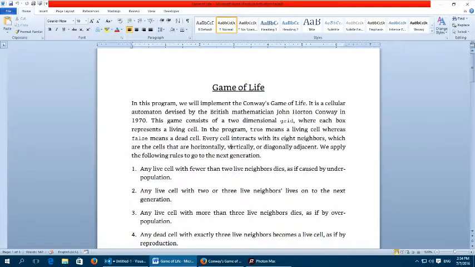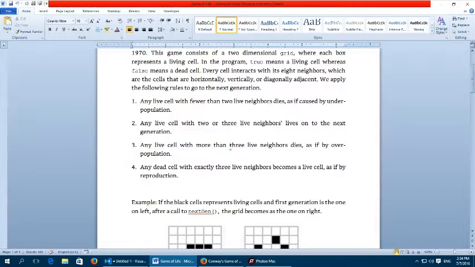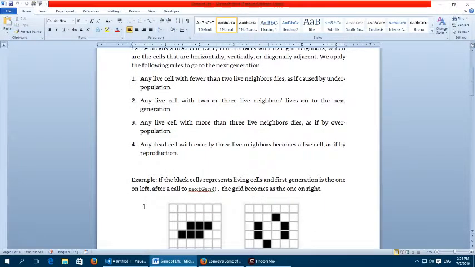Welcome everyone. In this program, we are going to implement Conway's Game of Life. It is a cellular automaton devised by British mathematician John Horton Conway in the 1970s. And this game consists of a two-dimensional grid, something like this. For this program, we will assume that this grid is a two-dimensional grid of Boolean variables.